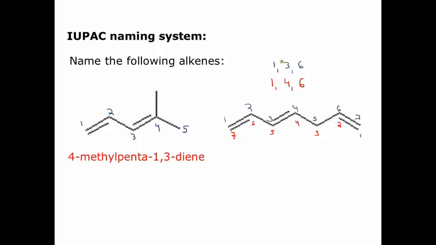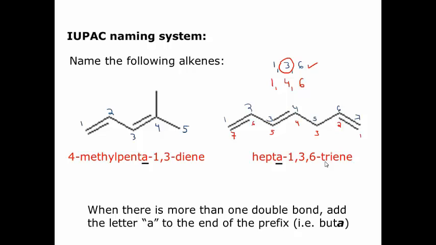The first double bond, there is no difference, but the position of the second double bond, there is a difference. I want to use the system that has the lower number. So I'm going to use the numbering system that is in blue. In other words, I'm going to number this from left to right. And so it's a 7-carbon structure, hept-. I've got multiple double bonds, so I add an a at the end. Double bonds at carbon 1, 3, and 6, Greek multiplier, tri-ene. So again, when you've got more than one double bond, you have to add a letter a to the end of the prefix, buta-, for example, or penta-, or hepta-.